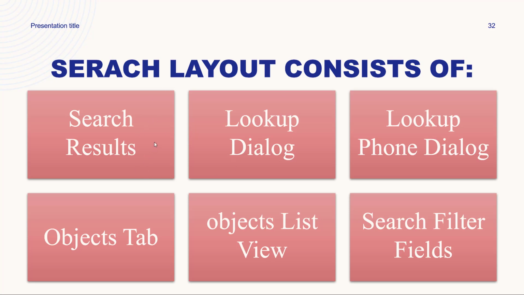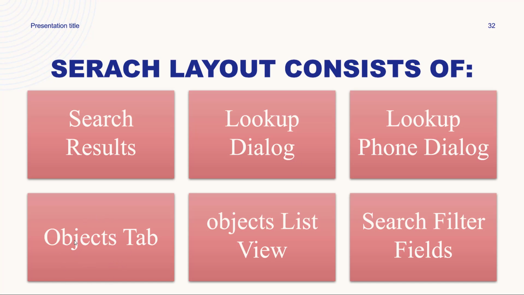Search result. The search result begins from searching for a record on the left sidebar or an advanced search. Next one is lookup dialog. The lookup dialog result begins from clicking next to a lookup field on an edit page. The next is lookup phone dialog. The lookup phone dialog result begins from clicking next to a lookup field with a phone data type on an edit page.